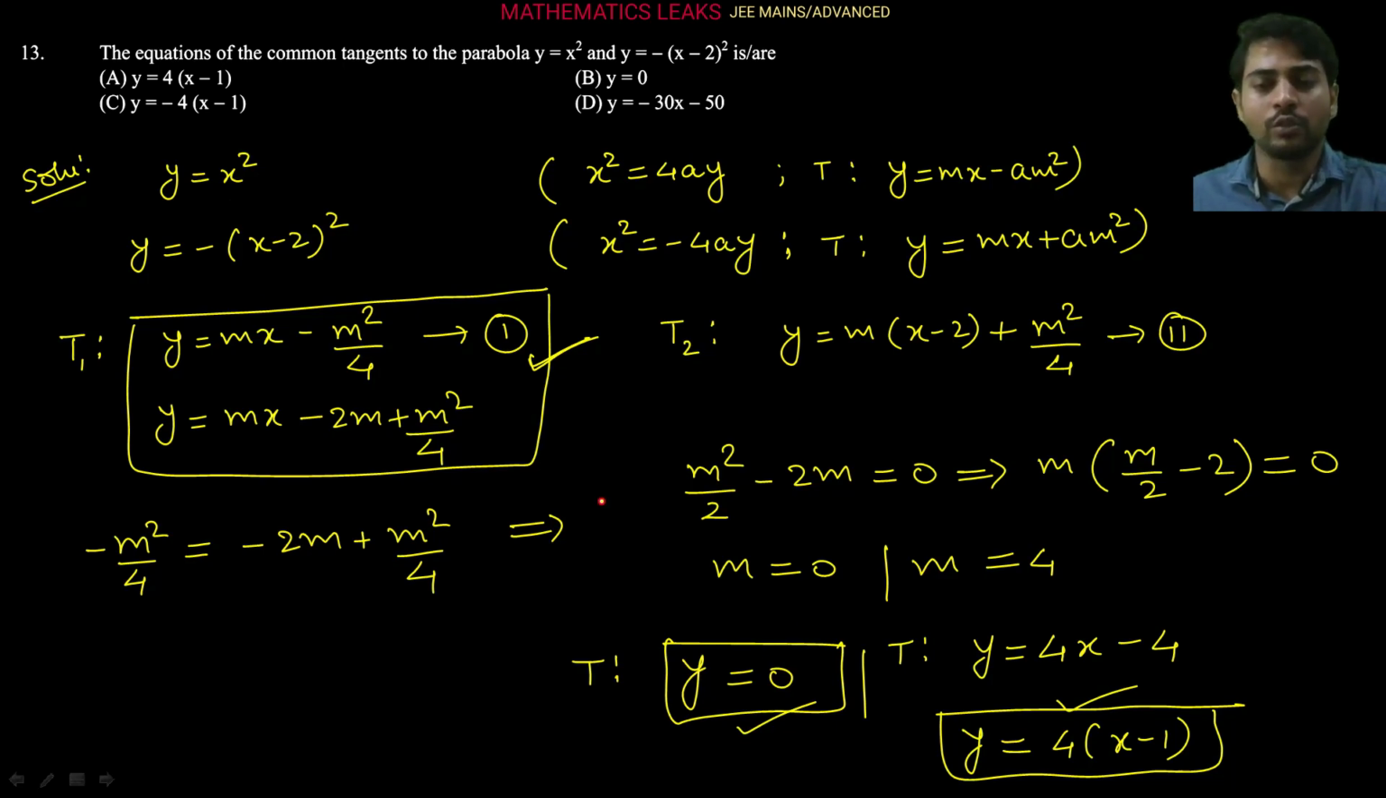So y = 4(x - 1) means the first option is correct, and y = 0, the second option, is also correct here.